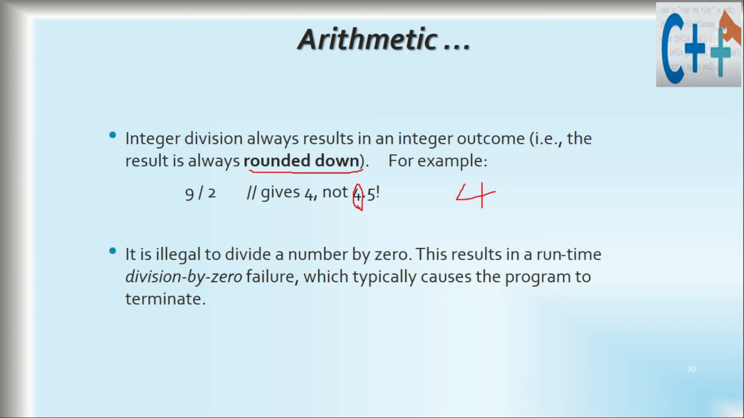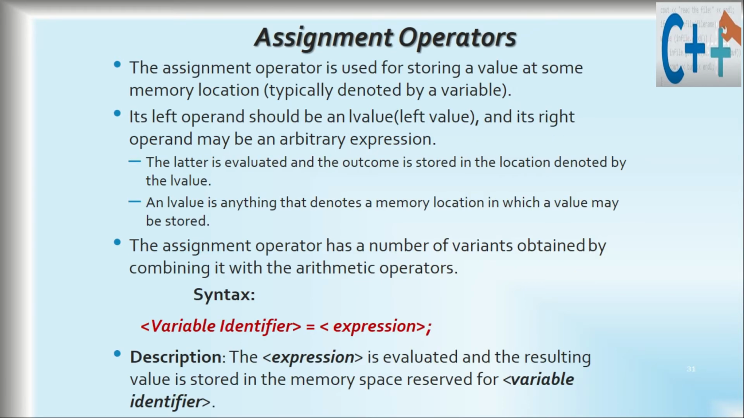It is illegal to divide a number by 0. We know it is a fact. Assignment operators are, as we know, used to assign a value to a variable.